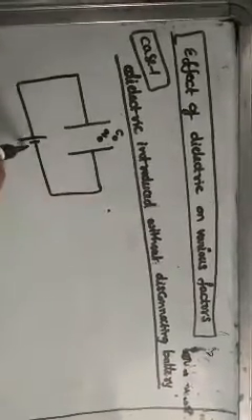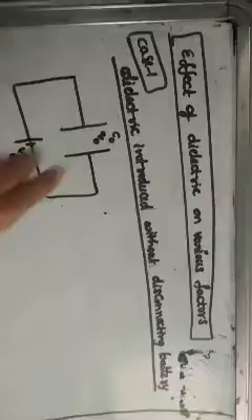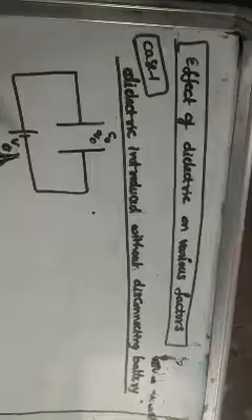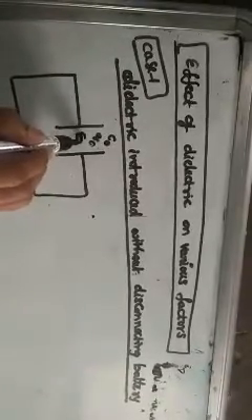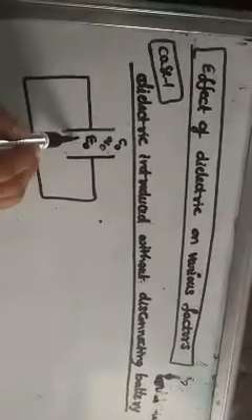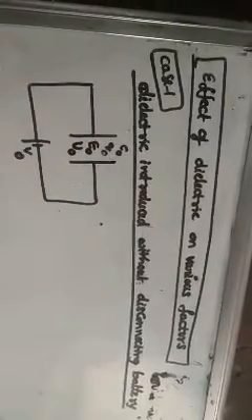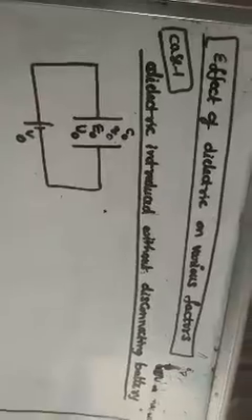Actually here I am connecting a battery, so that battery potential is V naught. The original charge on the plates of the capacitor is Q naught; due to this battery, the charge deposited on the plates is Q naught. The electric field between the plates of the capacitor is E naught, and the energy stored is U naught. The potential is V naught. All are the original values.